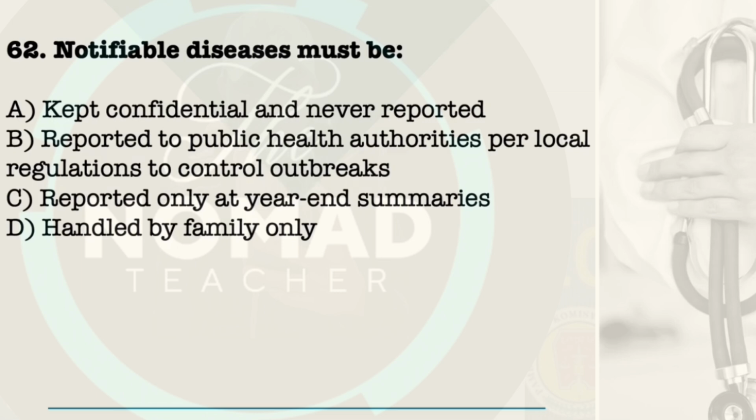62. Notifiable diseases must be: A. Kept confidential and never reported. B. Reported to public health authorities per local regulations to control outbreaks. C. Reported only at year-end summaries. D. Handled by family only.